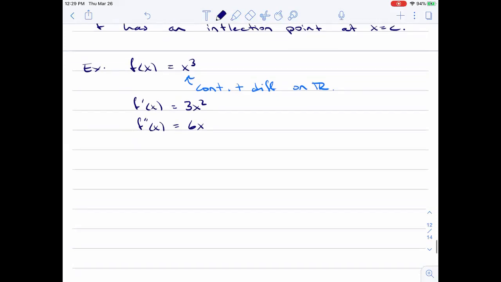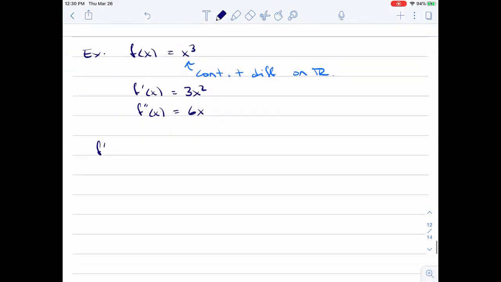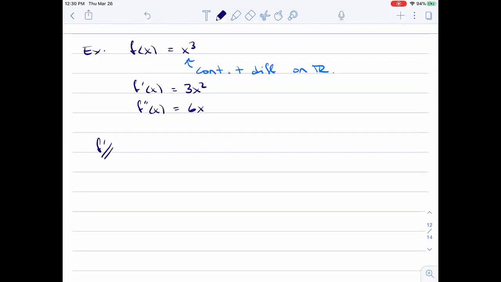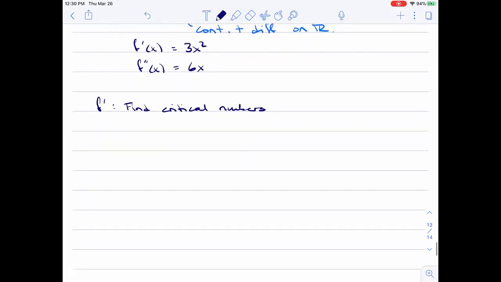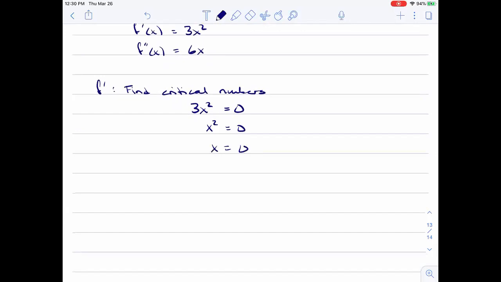First thing I'm going to do is use the first derivative to find the critical numbers. So f prime, to find critical numbers, if I force 3x squared to equal 0, then I've got x squared equals 0. So x must be 0.